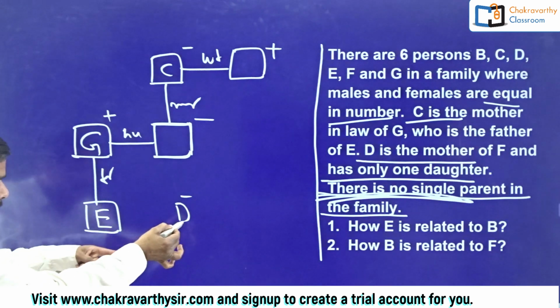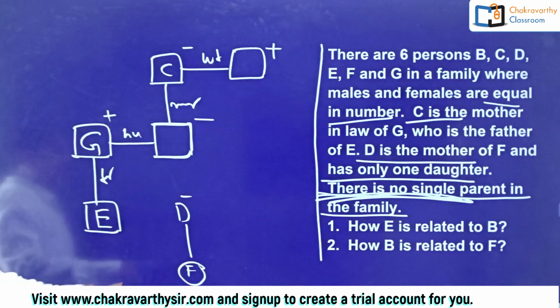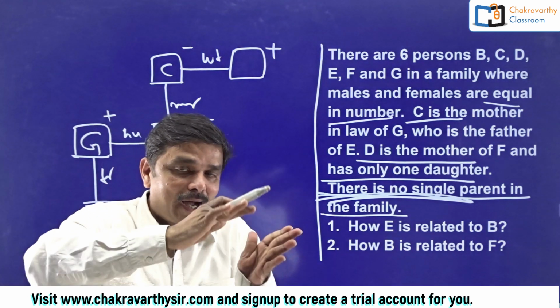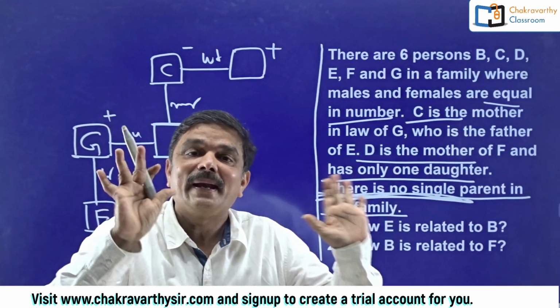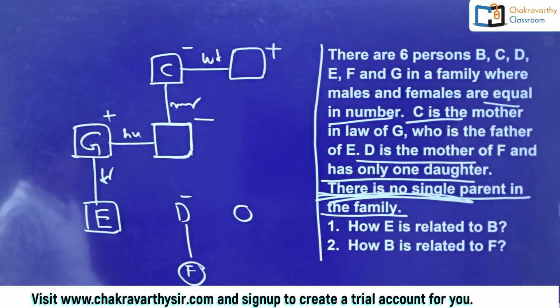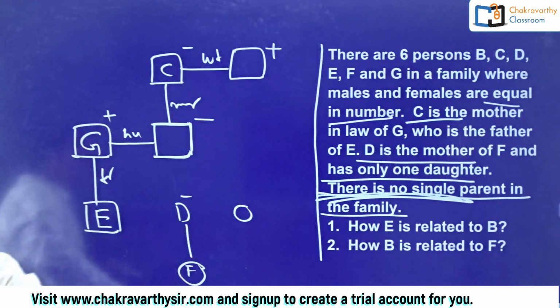Okay, when D is mother of somebody here, F they have given up, of course. If I keep this one here, I must show one person as a husband of D, because there is no single parent. So I need to show one more person as the husband of D here. Then how many persons are there? 1, 2, 3, 4, 5, 6, 7, 8 are there.